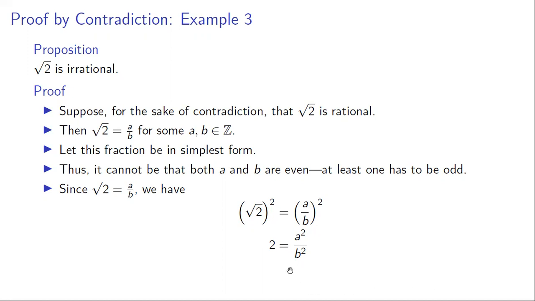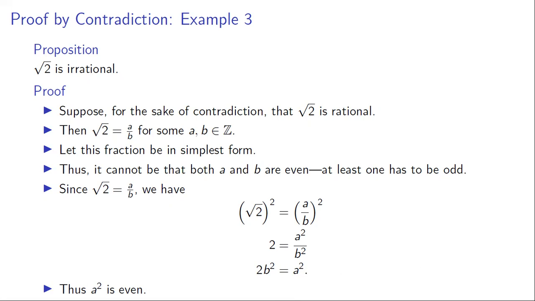Now, I want to clear this b squared from the bottom, to make this not a fraction anymore. So I can multiply both sides by b squared, which gives me 2b squared is equal to a squared. So what does this show me? It shows me that a squared is even, because a squared is equal to 2 times an integer. b is an integer, so b squared is an integer, so we have 2 times b squared. In other words, a squared is even.